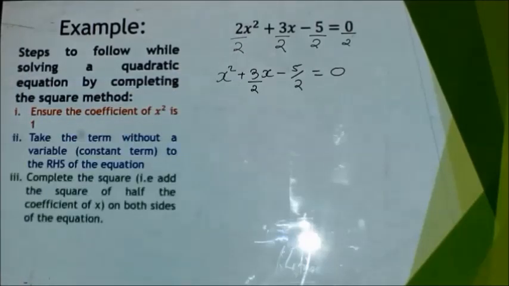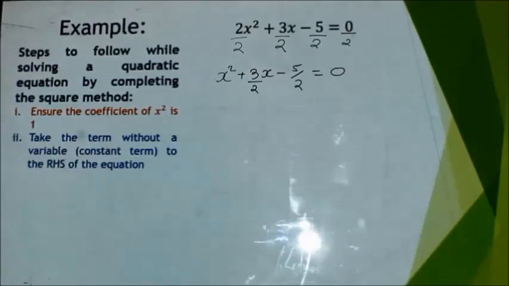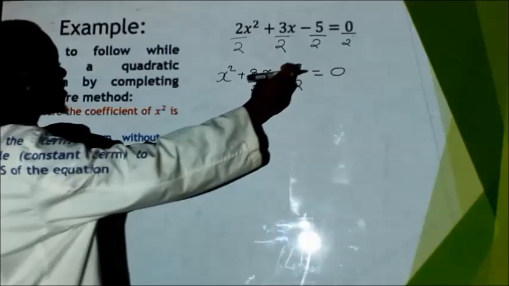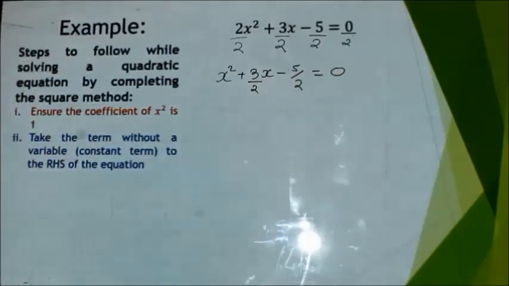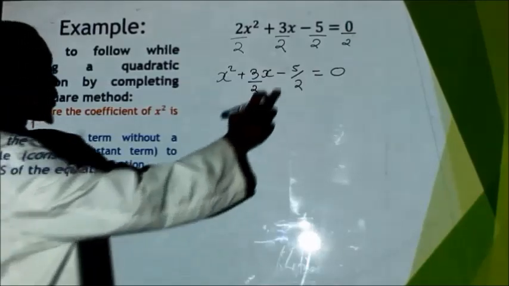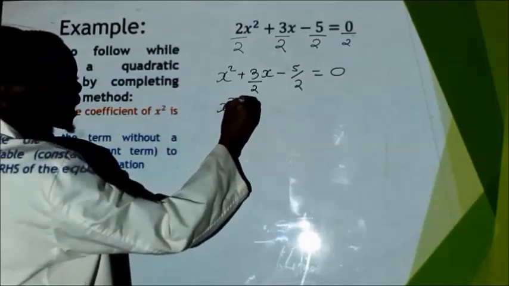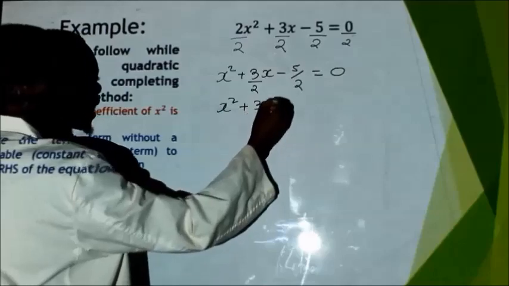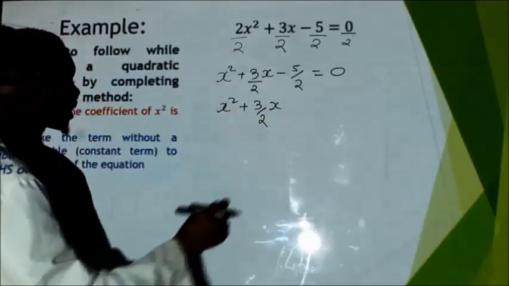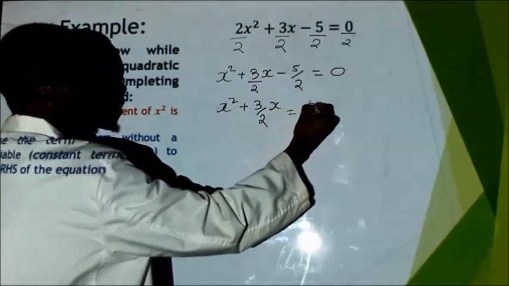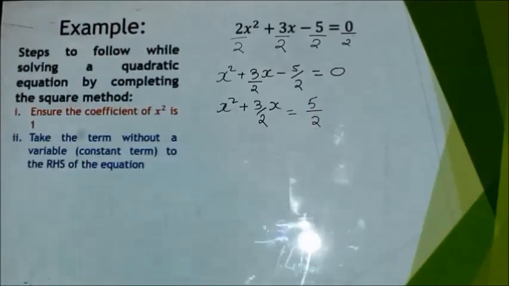The second step is to take the term without the variable, that is the constant term, to the right hand side of the equation. So we shall take this number here to the right hand side. In this case, we are going to observe the plus minus rule. So when the negative crosses the equal sign, it becomes a positive. So we are going to have x squared plus 3 over 2 x. These terms have x, so we don't take them to the other side. This one here is what we call the constant term. Take it to the other side. So we are going to have 5 over 2.